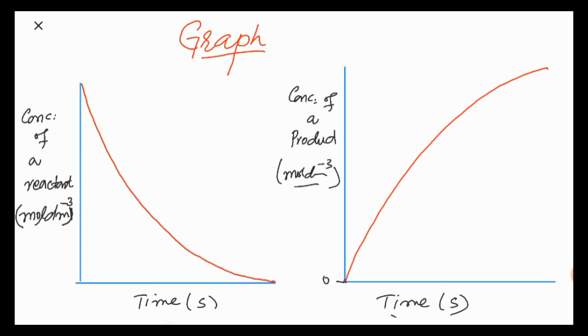Now one thing more here, and that is graph. We can draw two types of graph. Number one is concentration of a reactant versus time t, and number two is concentration of a product versus time t. And using these types of graphs, at any time we can calculate the rate of a reaction.